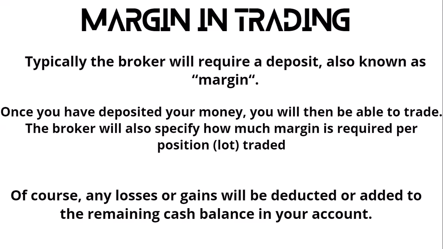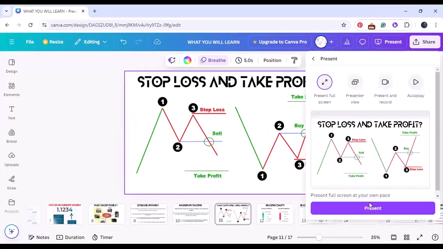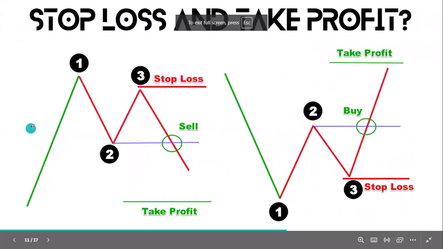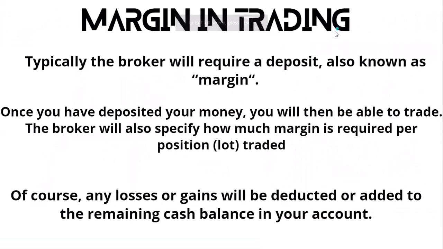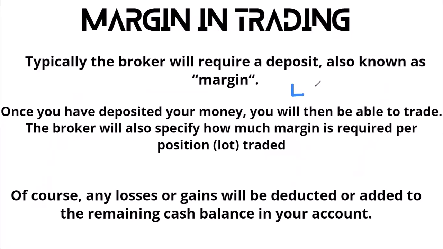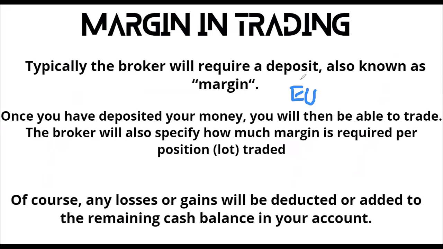That particular trade will take a kind of margin from your account balance. So let's say you have $50 in your account and you want to enter a trade on EU. When you enter a trade on EU, maybe the lot that you use means you have to commit maybe $30 to this particular trade. It means that the margin that you're going to be using is 30.